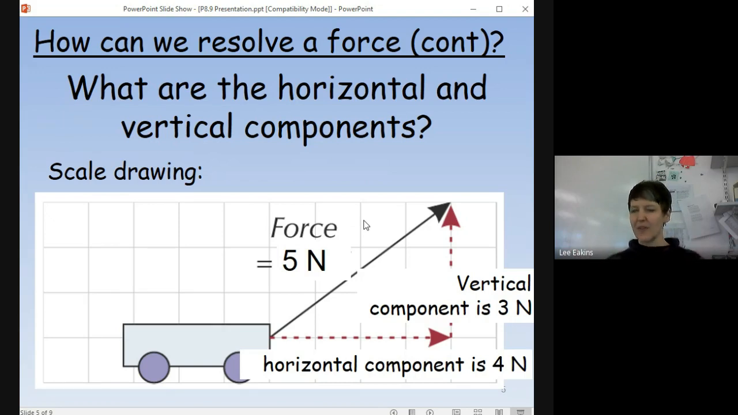So again, think about it like presenting this onto graph paper. That would give us our scale drawing. This is actually a 3, 4, 5 triangle, which is a good thing to remember. Sometimes it makes maths really easy. You think, oh, it's a 3, 4, 5 triangle. It's always true. If it has a 3 and a 4, its hypotenuse will always be 5.